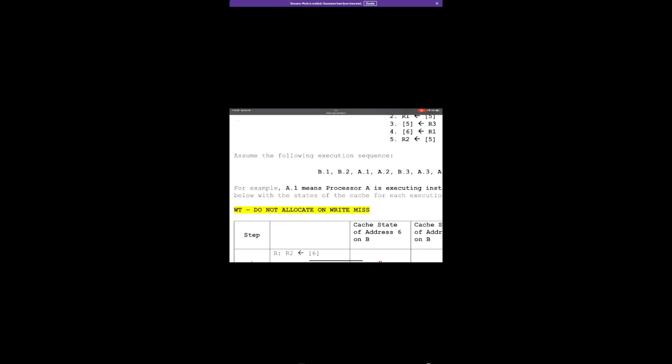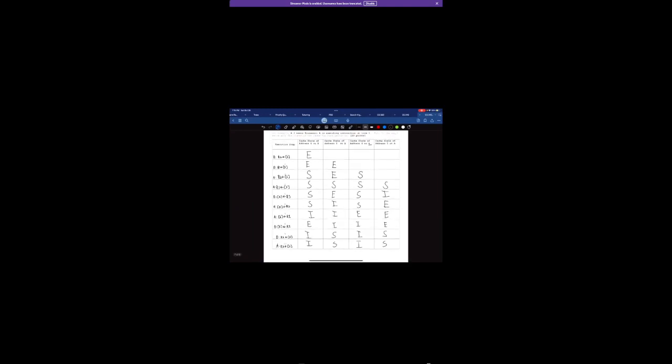He's doing do not allocate, so shouldn't it be different? He did do not allocate. I mean, you could do whatever you want. So I think our answer will be different because he doesn't specify. If we want, we could redo it and do not allocate. But I believe for allocate on write miss, this should be correct. So that should be the answer for allocate. I want to try it now with do not allocate.